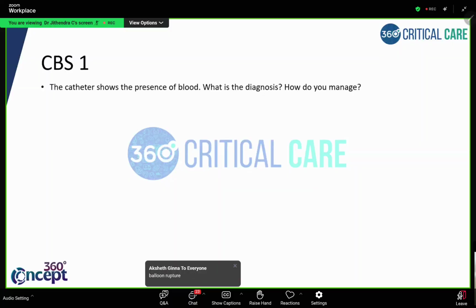You'll have a case study. So this is a patient who's on so and so, so and so. Later on, the main point will be the catheter shows presence of blood. So what is the diagnosis? How do you manage? I'll see if somebody's answered. Suddenly you see that the IABP balloon shows some blood.